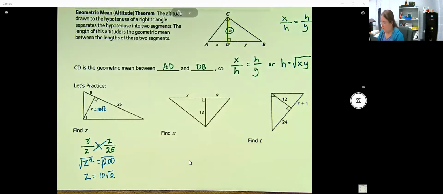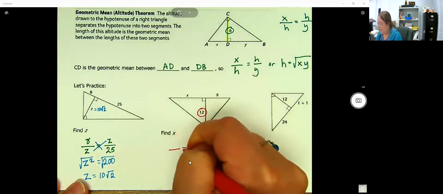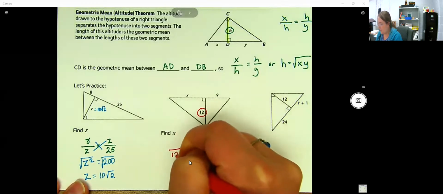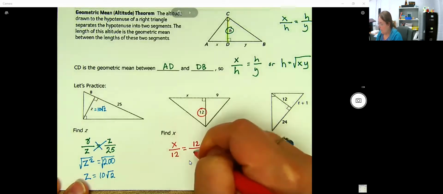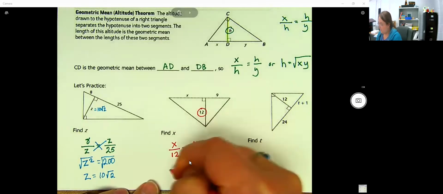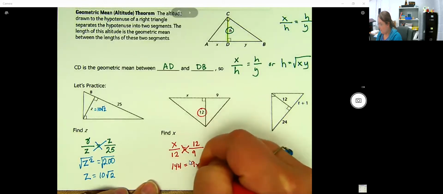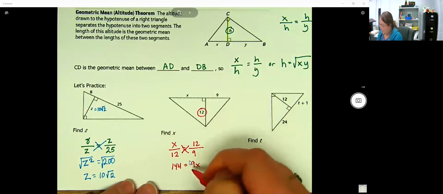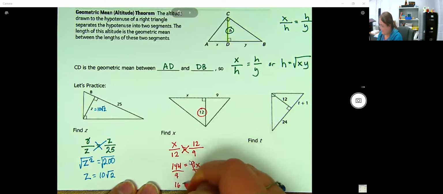All right, let's solve another one. This time we have the altitude, so we already have that geometric mean. The 12 is going to go here and here. And we're looking for the extreme. So I've got x here and I've got 9 here. Okay, cross multiply. 12 times 12 is 144. And that's equal to 9x. Divide on both sides by 9. That cancels, and I have this 9, and I have 16 equals x.